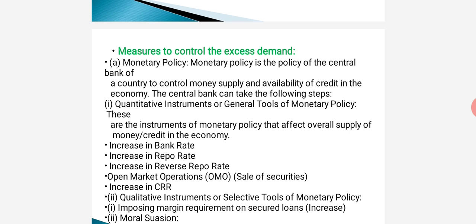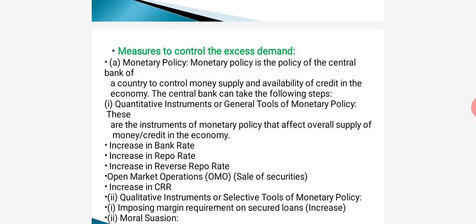The central bank can take the following steps. The central bank has two tools to control the availability of credit in the economy. Those are quantitative instruments and the second one is qualitative instruments. Quantitative instruments include bank rate, repo rate, reverse repo rate, open market operations, CRR, SLR, etc.